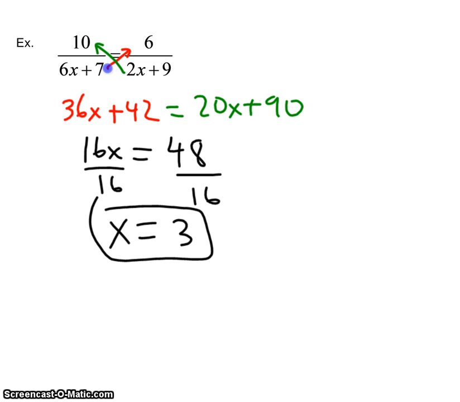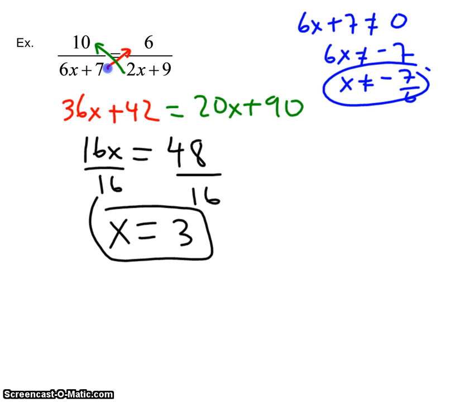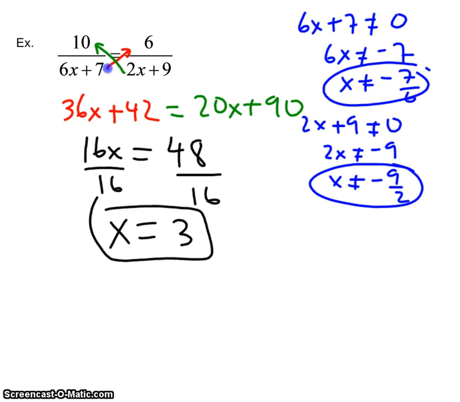You have to check if one of the answers is a restriction or not. So let's look at the restrictions. First restriction: 6x plus 7 cannot equal 0. 6x cannot equal negative 7. X cannot equal negative 7 over 6. Is that our answer? No. So we're still good. Check the other one. 2x plus 9 cannot equal 0. 2x cannot equal negative 9. X cannot equal negative 9 over 2. That's another restriction. Does that match? No. So our answer is good.